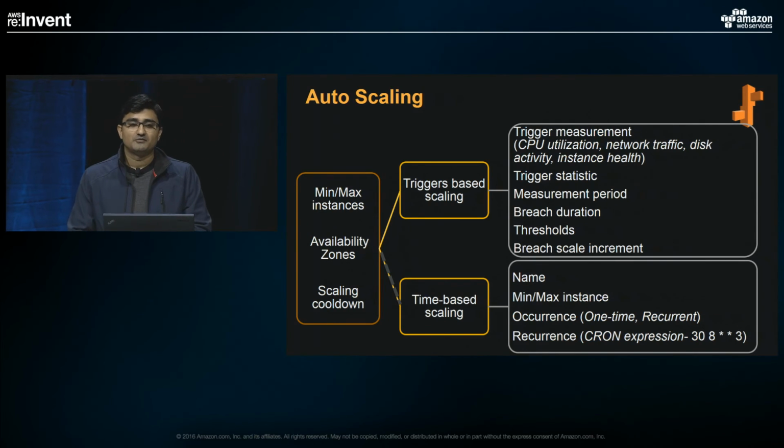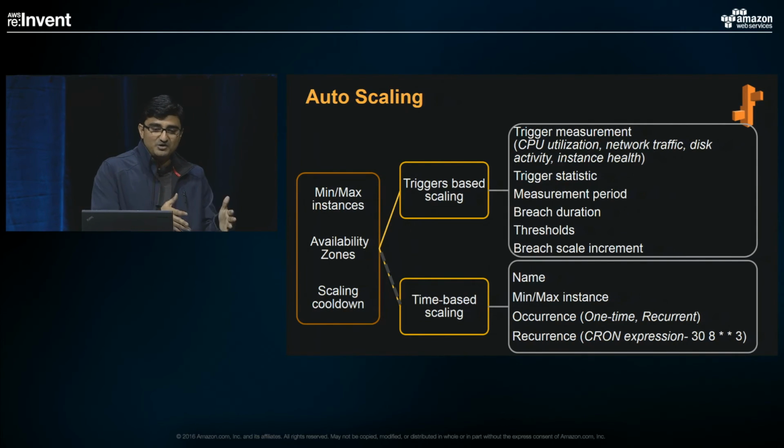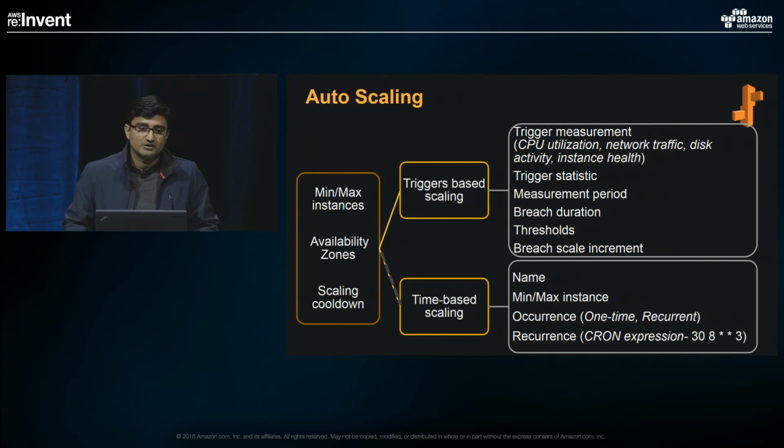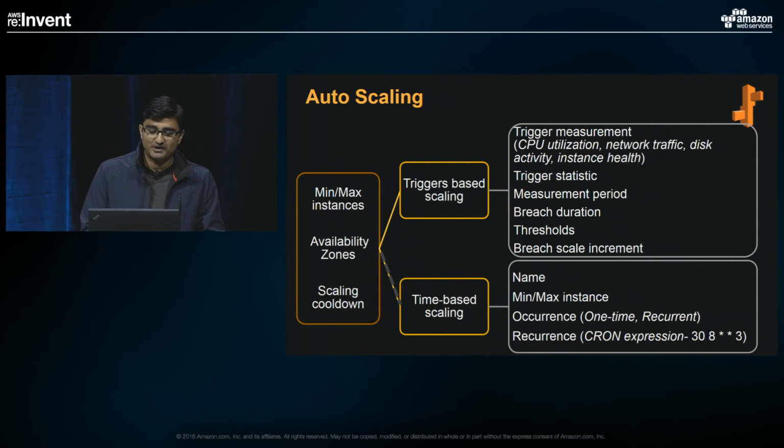Now let's talk about trigger-based scaling. Now, trigger, as the very name suggests, you can define the triggers for the autoscaling to happen. Some of them have been noted here, like CPU utilization, network traffic, disk activity, or instance health. So you can configure these triggers to fire on an EC2 instance or load balancer metric, and it is pushed to Amazon CloudWatch, and it determines whether the condition you specified has been met or not.